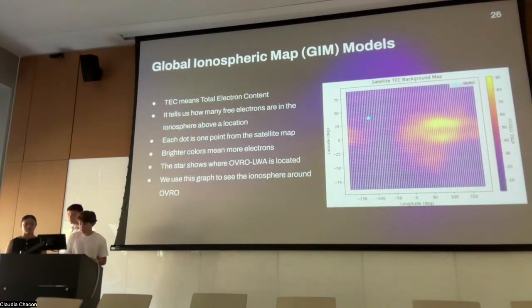This is a graph showing the ionosphere around the OBRO. Each dot is one point from the satellite map. The brighter the color, the more electrons. This is to point out how the satellite data is good for seeing the overall structure, but because the grid is very coarse, each point covers a large area, so it's not as good as the OBRO for getting very specific data. The satellite data could tell us the general background of the TEC, but it could not explain the detailed source-by-source distortion we saw in the OBRO images.